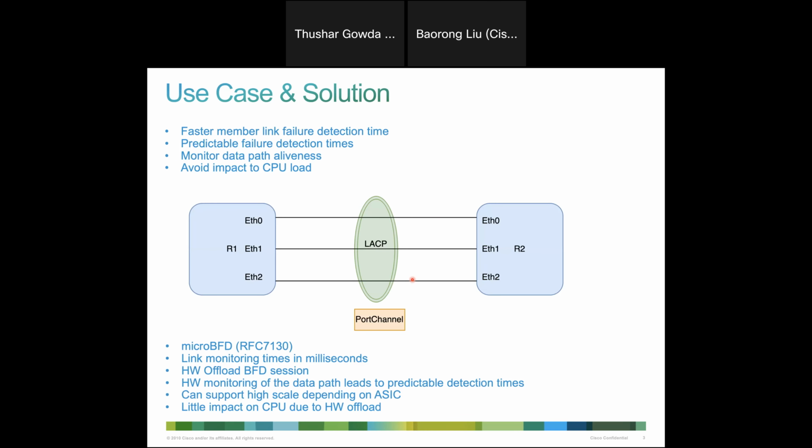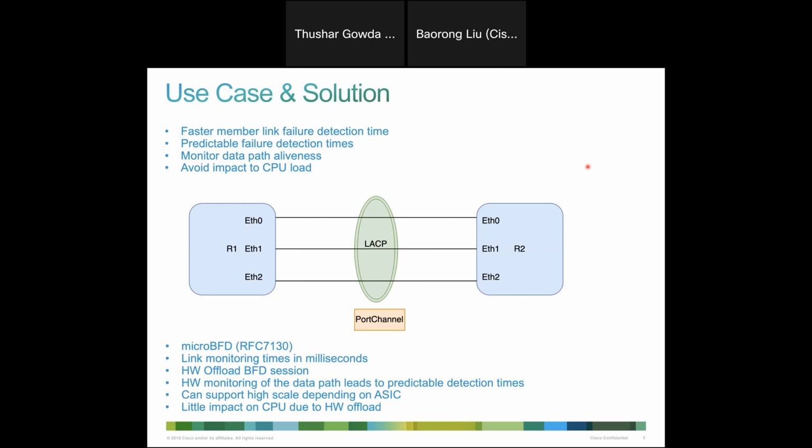The use case is straightforward. We want to have faster member link failure detection time. LACP provides 1 second granularity today, but we want to go further, into the milliseconds range. We want to be able to predict failure times correctly and accurately every time. We also want to monitor the data path aliveness, not just physical link status, and do all of this while avoiding CPU load.